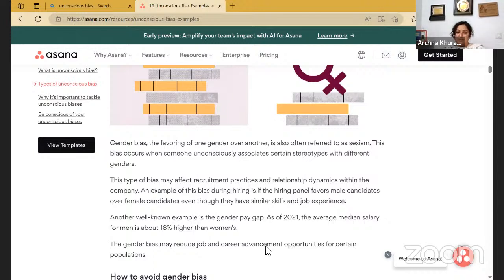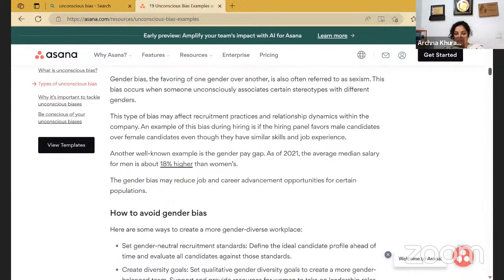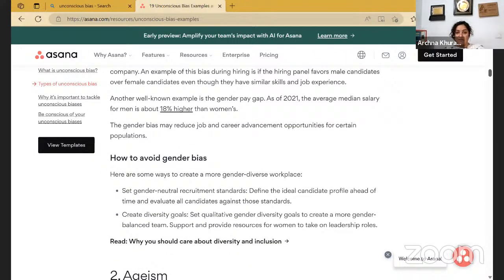You read this paragraph, it says that this type of bias may affect your recruitment decisions and relationship dynamics within the company. If the panel prefers a male candidate more over female candidates with similar job and experience, that means it is a problem. And that has been going on. I don't know for how long. The gap has not reduced. In fact, after COVID, the gap was such huge.